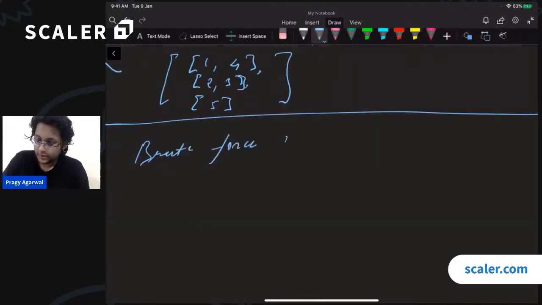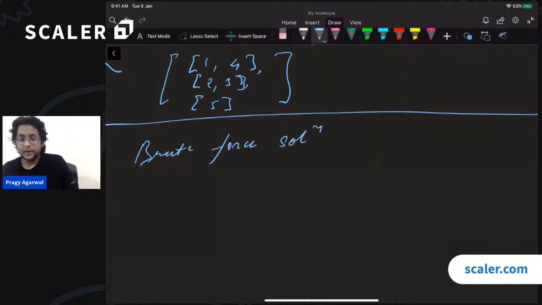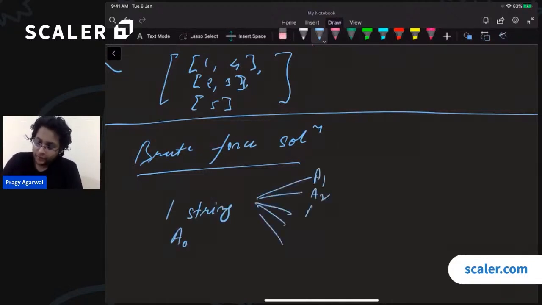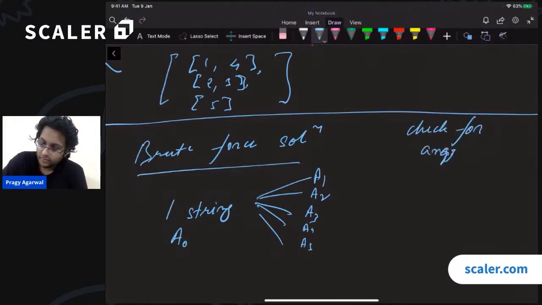In the brute force solution, what we can do is start with the first string, basically A of 0, and compare it with the rest of the strings: A of 1, A of 2, A of 3, A of 4, A of 5, and so on. We can check each string with each of the other strings. While checking, we have to check for anagram.